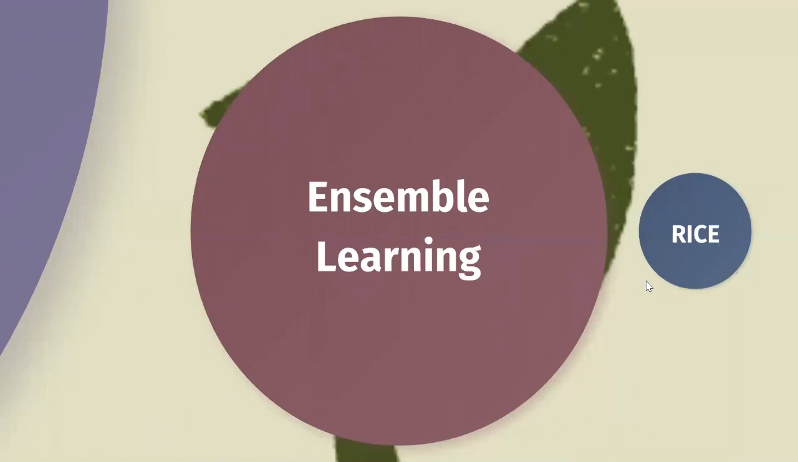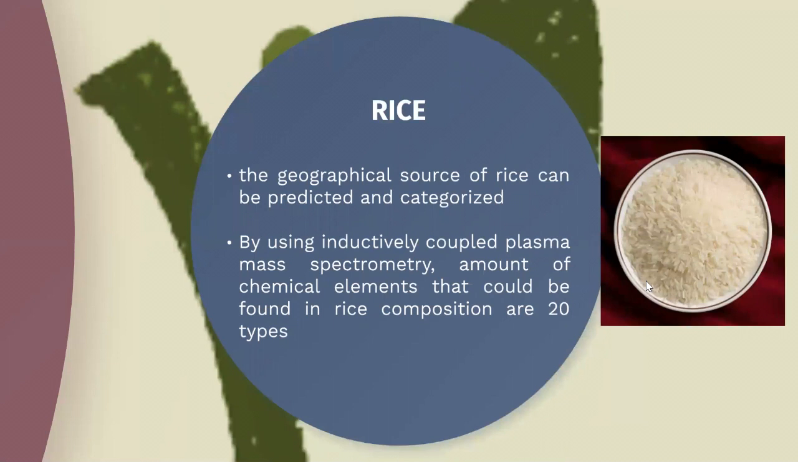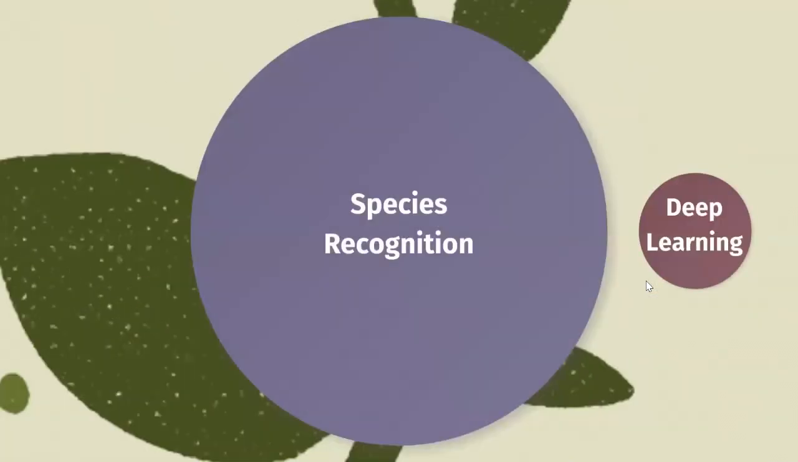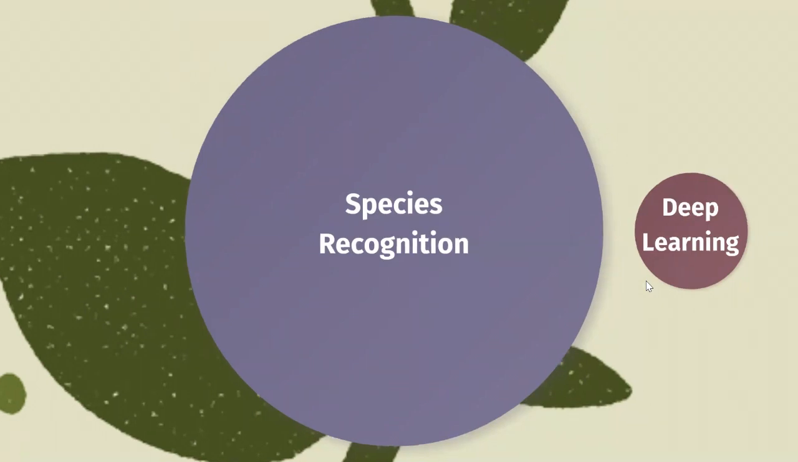The other model that can be used is ensemble learning. By using this model, the geographical source of rice can be predicted and categorized. By using inductively coupled plasma mass spectrometry, the amount of chemical elements that can be found in rice combination are 20 types. We have done for crop quality, now we proceed for species recognition.